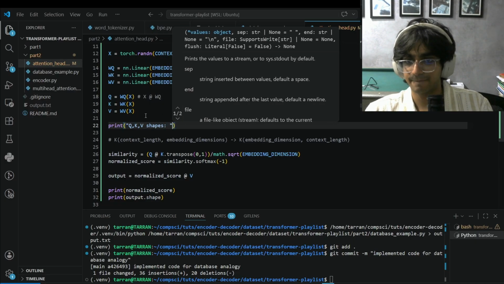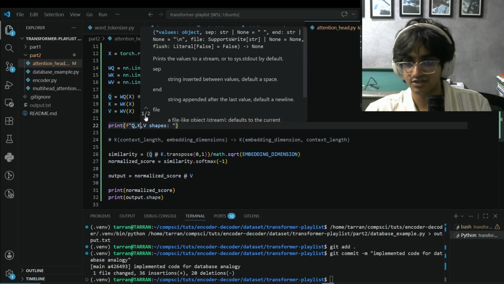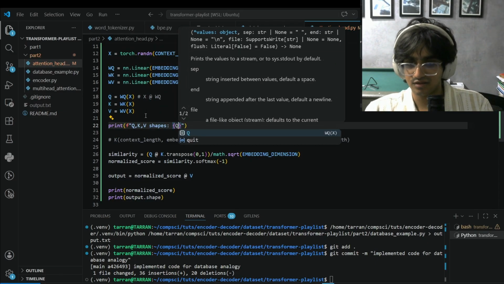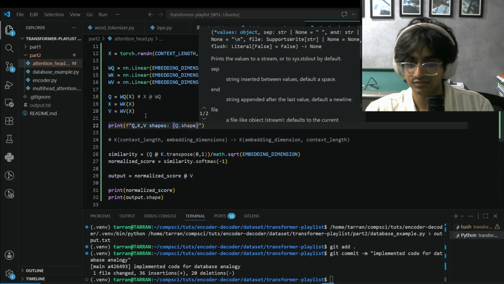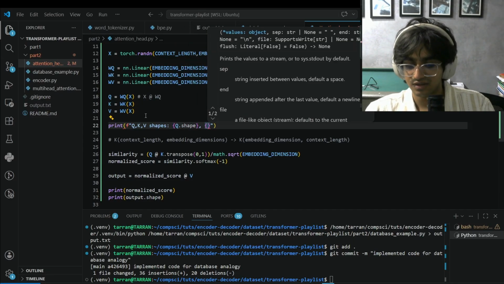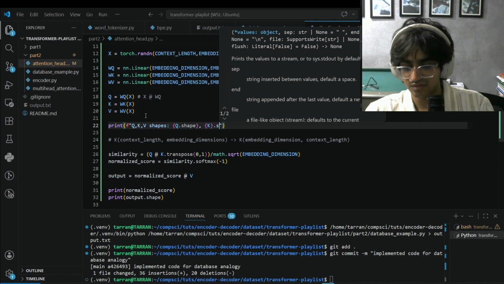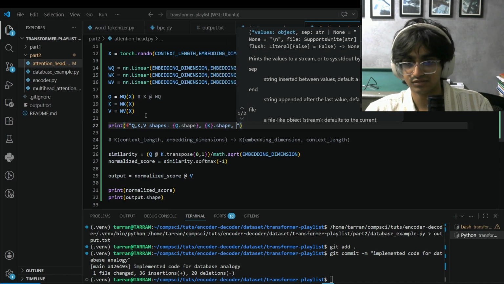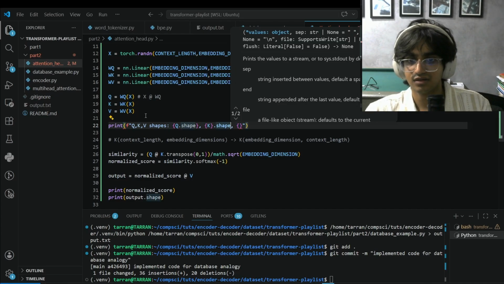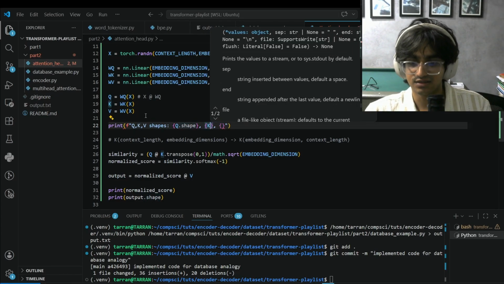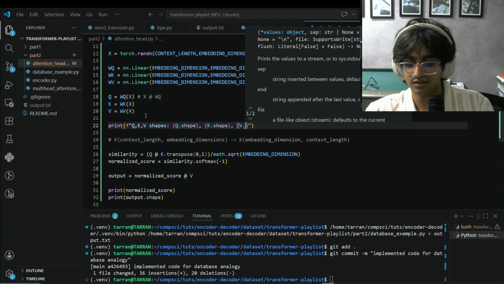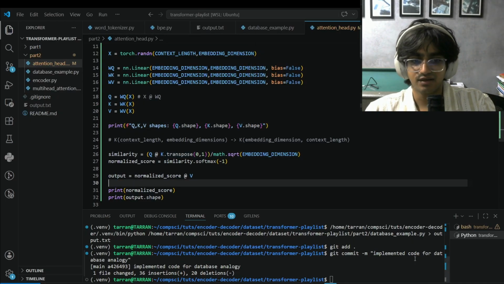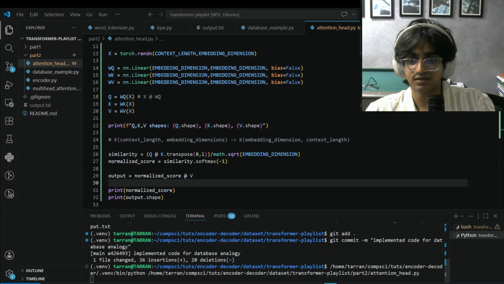I'm going to use an F string actually. So it's going to be Q.shape, K.shape, V.shape. Let's put this in brackets. Oh, this ended up outside. This is supposed to be inside. And V.shape. Let's see what we end up with. So I'm going to run this.